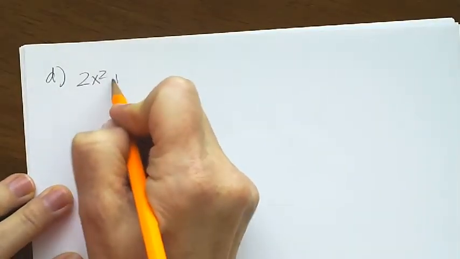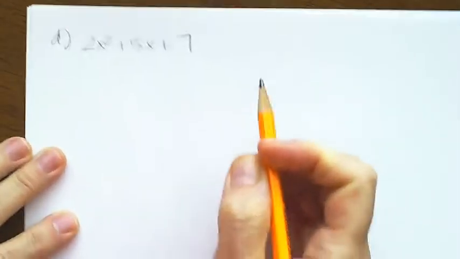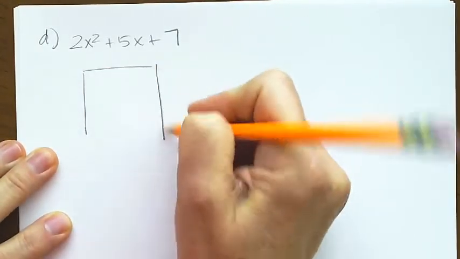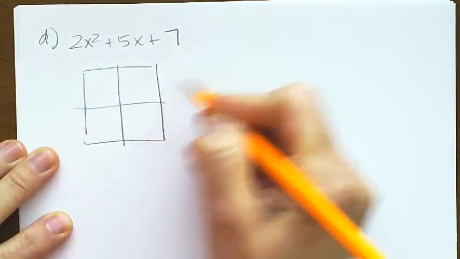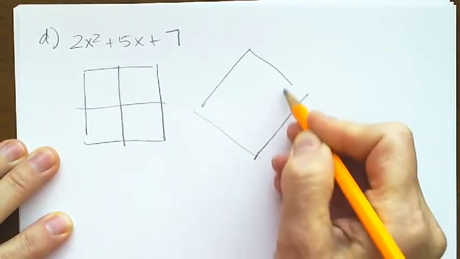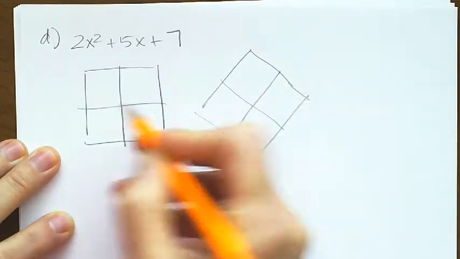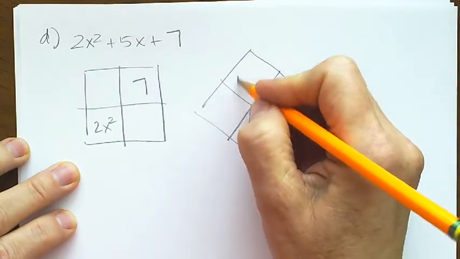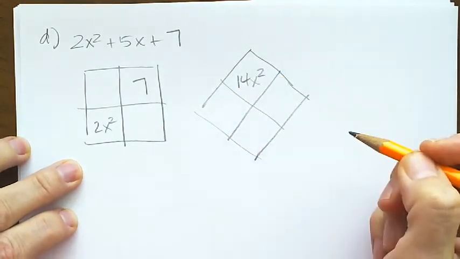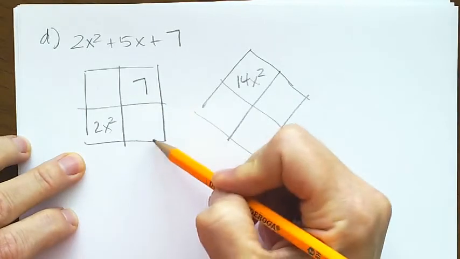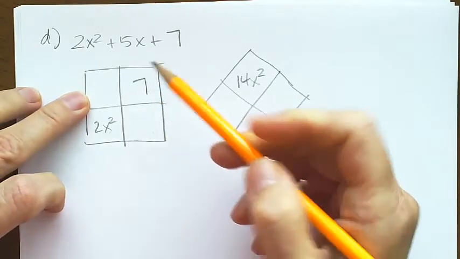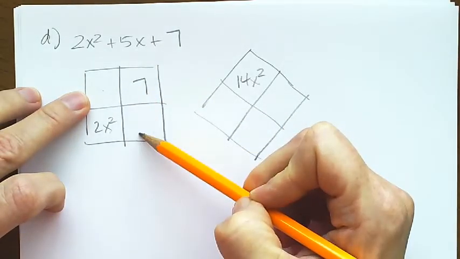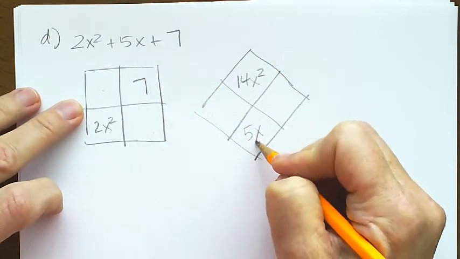Look at part D. Okay, 2x squared and 7 in opposite corners. So 14x squared is the product of these two, which means it's going to be the product of these, but the sum of those two sections is going to be positive 5x.